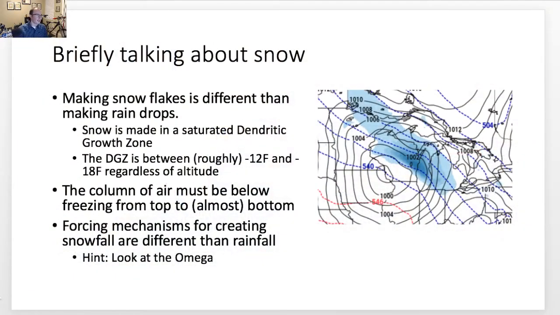Okay. So making snowflakes is different than making raindrops. Snow is made when you saturate the dendritic growth zone, the DGZ. It's roughly between 12 and 18 degrees below zero at any altitude. The column of air must be below freezing from basically top to almost bottom. And the forcing mechanism for creating snowfall is different than creating rainfall. This is where I've been saying that omega is going to be helpful later in this class.